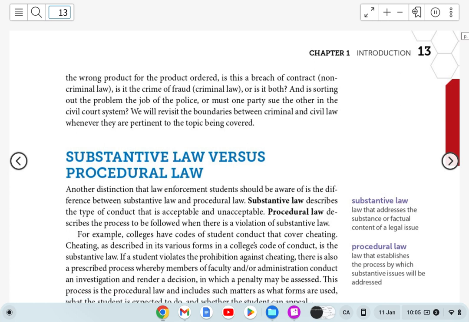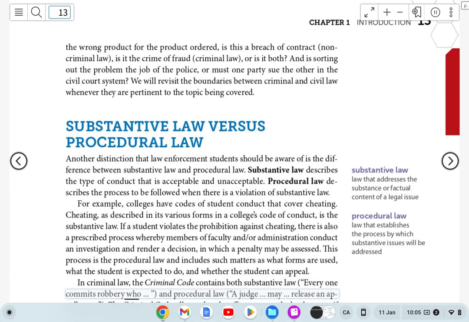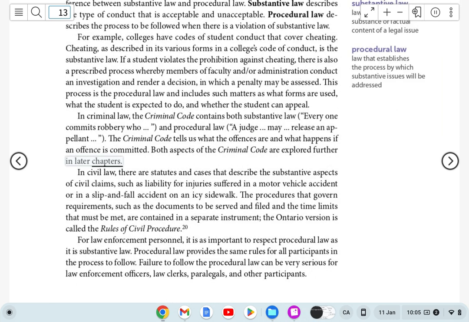In criminal law, the Criminal Code contains both substantive law, "everyone commits robbery who...", and procedural law, "a judge may release an appellant...". The Criminal Code tells us what the offences are and what happens if an offence is committed. Both aspects of the Criminal Code are explored further in later chapters.